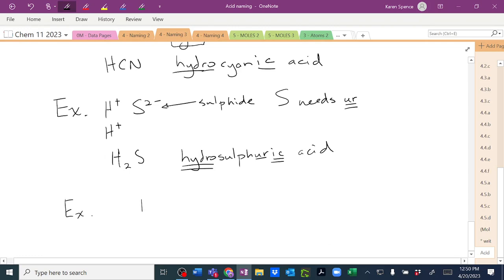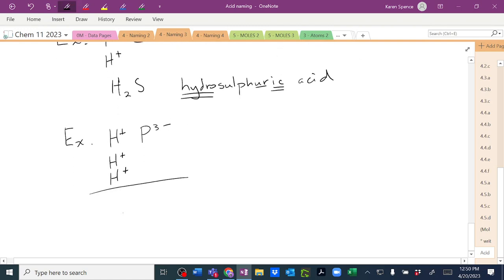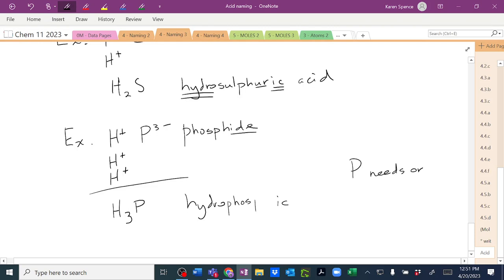And we would have phosphide, P3 minus, needs how many hydrogen? 3. Okay, so now we have H3P, but this is phosphide. My ride has hydraulics, okay, and we have phosphorus, so phosphorus needs an extra "or," so that's going to be phosphoric acid.